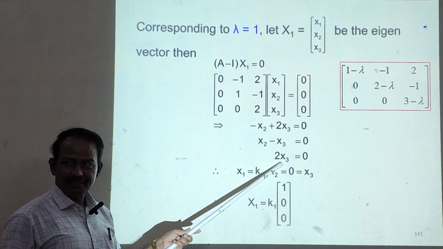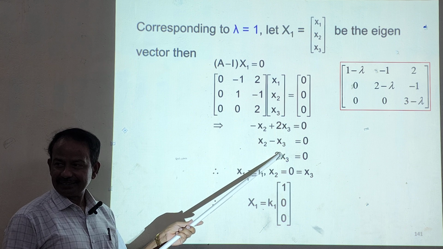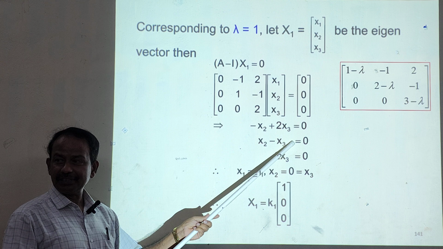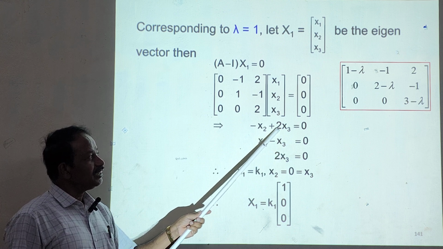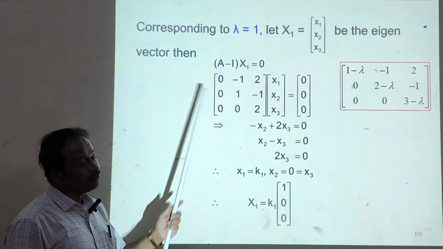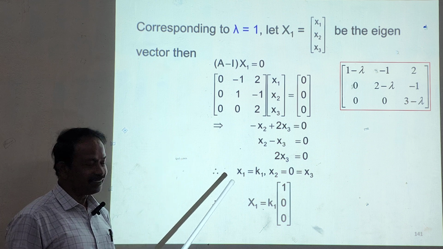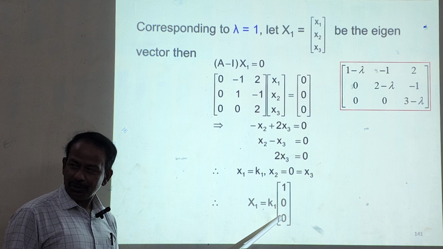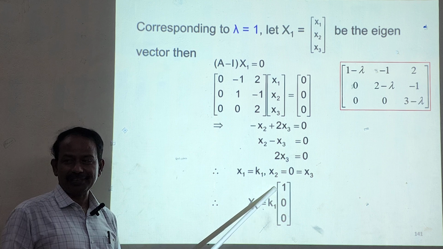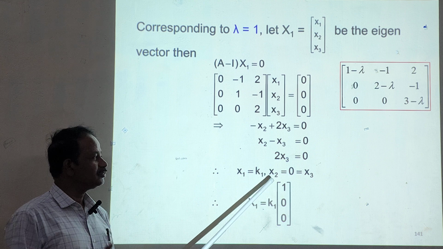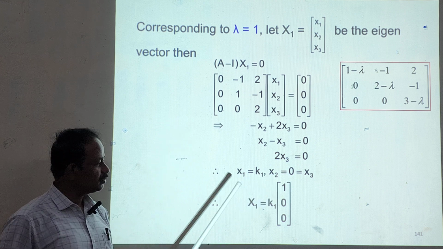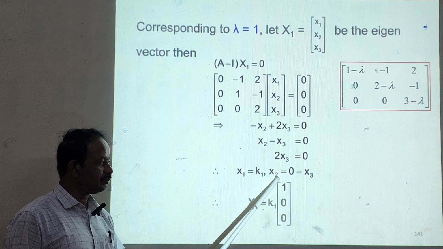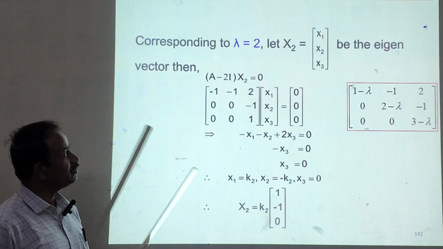Is it okay? x3 equal to 0, and x2 equal to x3 here. See here, x2 equal to x3, and x3 equal to 0, so x2 must be equal to 0. And what about x1? x1 is not there in the equation, correct? Already we have x3 equal to 0 and x2 equal to 0. We should not put 0 here, so the minimum value will be 1. So x1 equal to 1. Is it okay? So your eigenvector will be capital X1 equal to x1, x2, x3, which is nothing but 1, 0, 0. Is it okay?